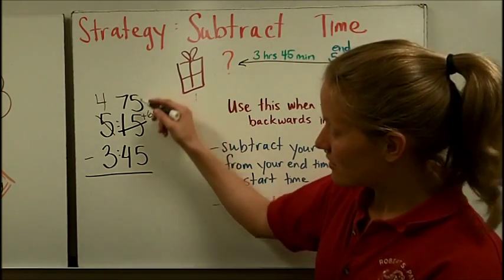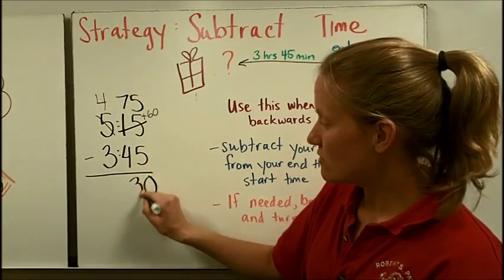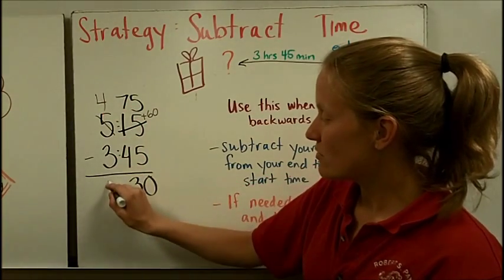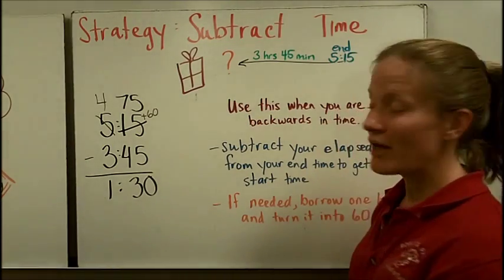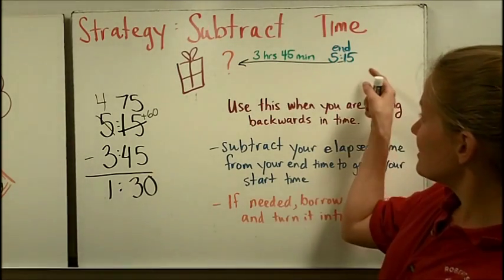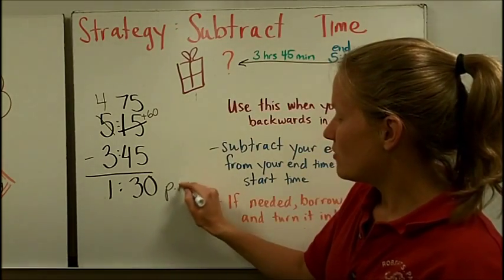Now I can subtract. 5 minus 5 is 0. 7 minus 4 is 3. 4 minus 3 is 1. This tells me that I need to start my trip at 1:30. And I didn't cross over into the AM, so it would be 1:30 p.m.